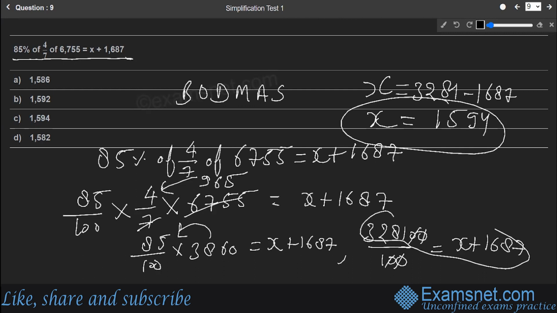1594. Let us see where it matches. It matches with option number C and becomes the right answer for us.